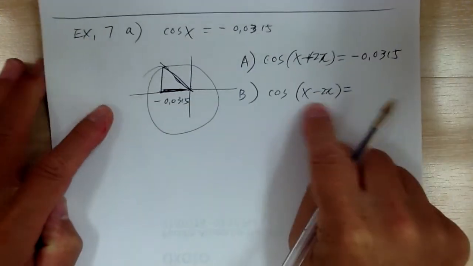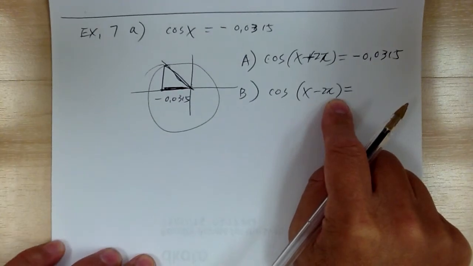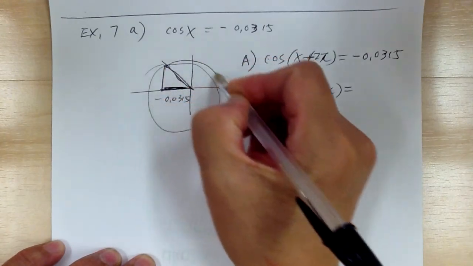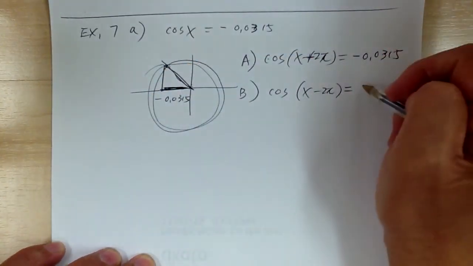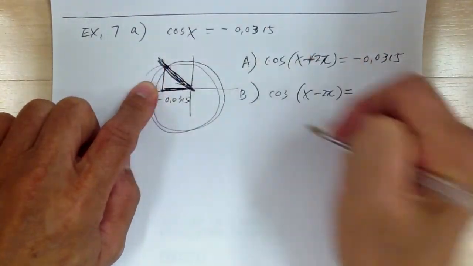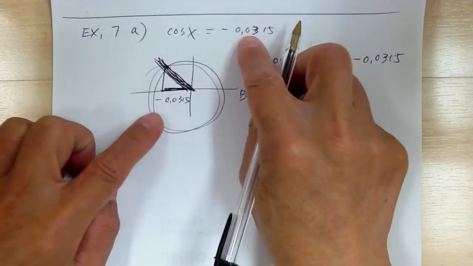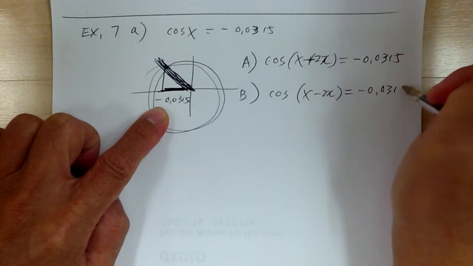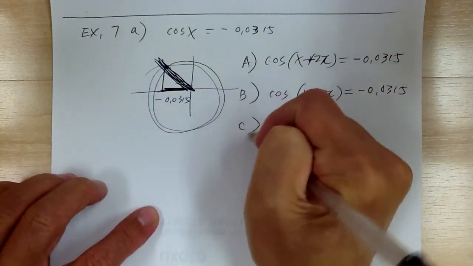Well, cosine of x minus 2 pi means you go around the circle 1 time in the clockwise direction. So you're over here and you're going in the negative direction. Again, you're going to end up exactly the same place, so you're going to have the same horizontal value. So again, it's going to be the same. Okay, now you go to C.